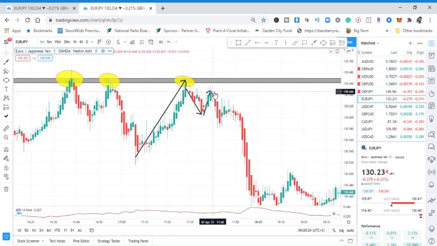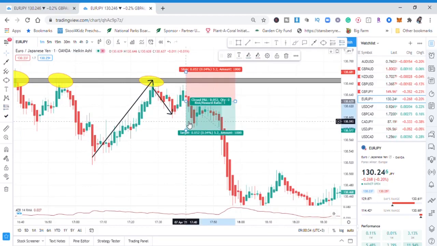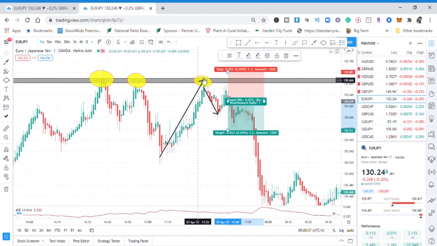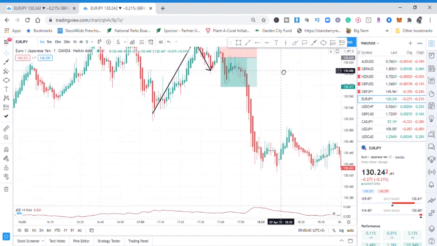So our entry would be this point after the red candle has formed. So let me just delete that. So our entry should be this point, after this candle has been formed, that's our entry. And then our stop loss is this high, just above that high.